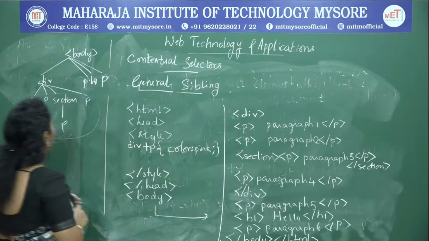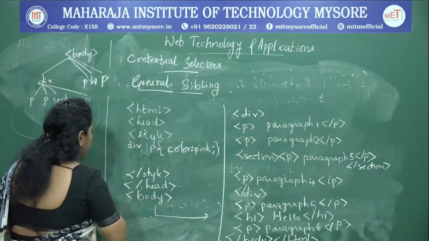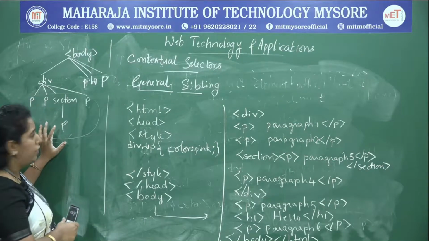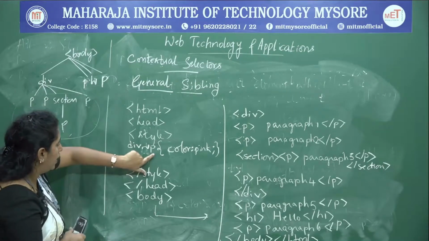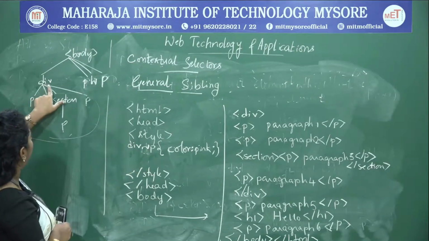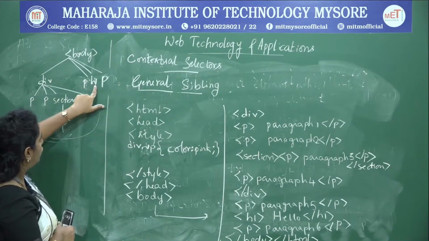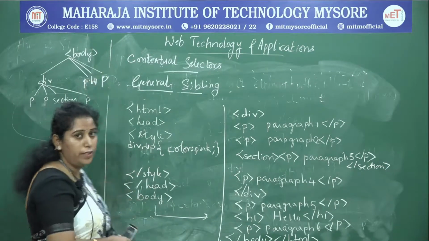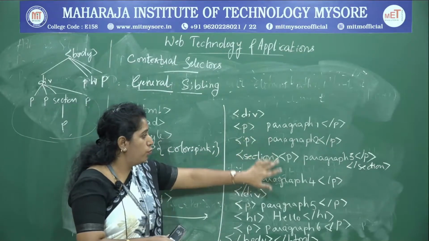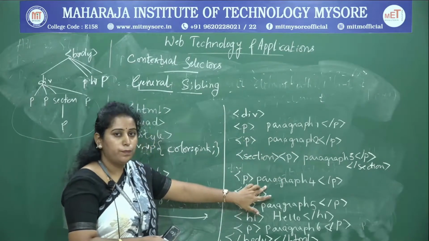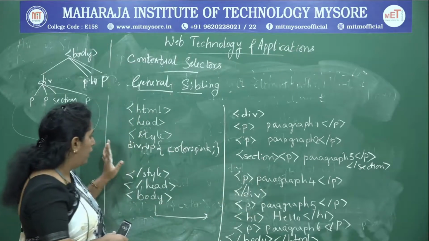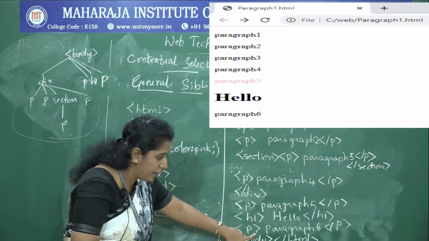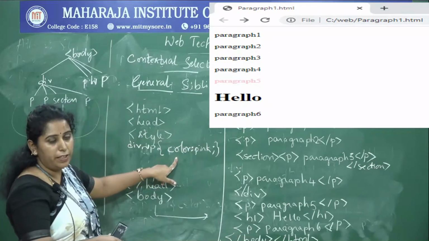General sibling means the symbol is changed here in this way. Now you look into the documentary. For div, look for general siblings. I have P, H1 and P. So which are to be reflected? These two, right? So once you run this program, paragraph 1, 2, 3 and 4 will not be changed. Which are the general siblings? Paragraph 5 and paragraph 6. That will be changed to pink color.